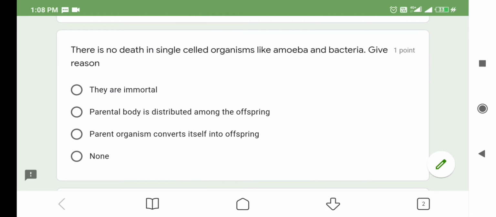Option number 2, parental body is distributed among the offspring. In amoeba and bacteria, the parental body splits into two halves and new organisms are formed. This phenomenon is known as binary fission. So, in the case of binary fission, the parental body is distributed among the offspring. So, option number 2 is correct.